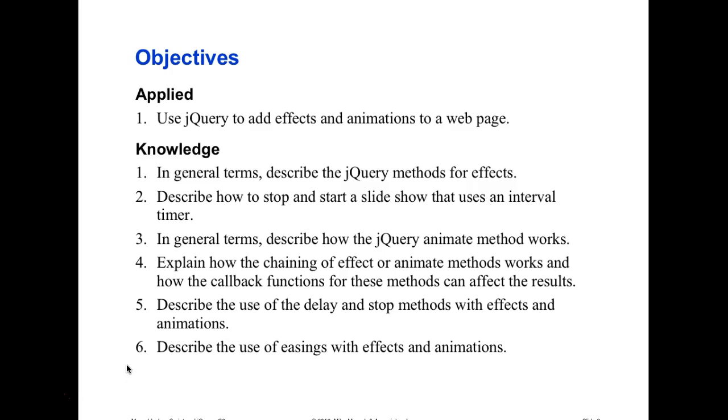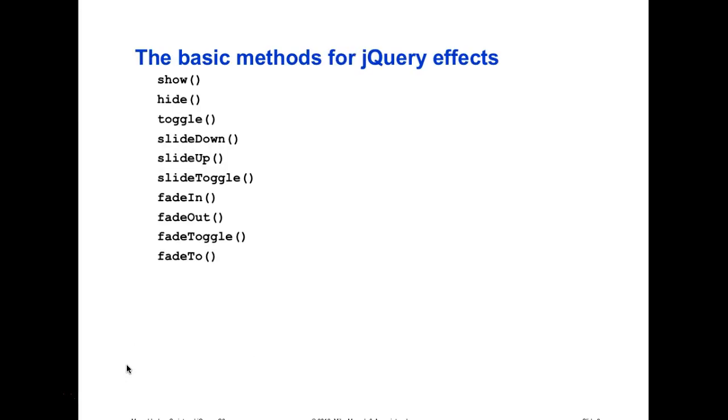We also want to explain how we can chain multiple methods, whether they be effects or animations, and how to get the data back from the callback functions that most of these methods provide. We'll also need to describe the use of the delay and stop methods with effects and animations, how to stop what we're doing. And we'll need to describe the use of easings and effects with effects and animations. So these are the big ones we need to know.